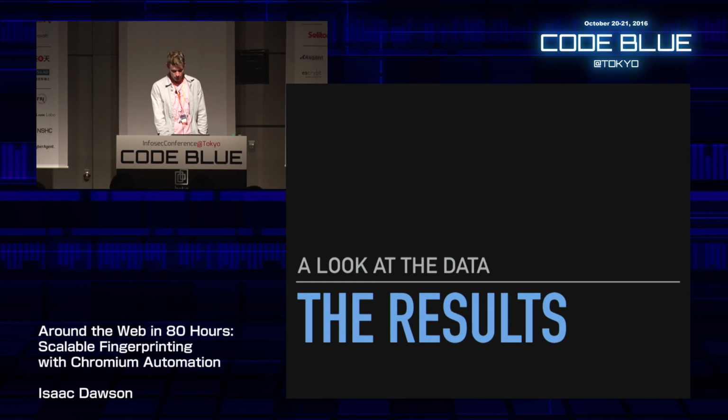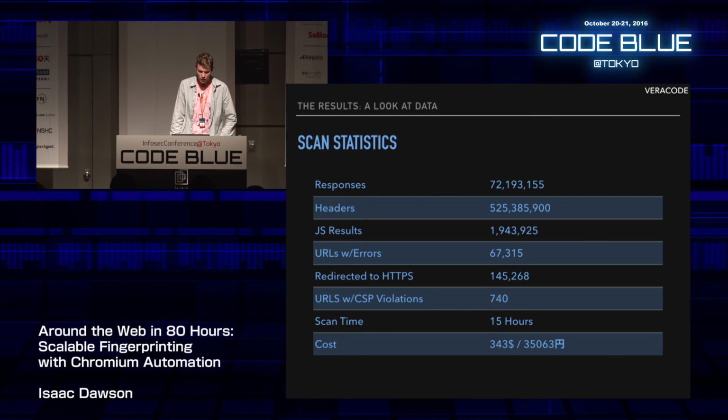Right, so let's move into some of the results. First, I want to look at the scan statistics. I had a total of about 72 million responses, 525 million headers to review, and this is after filtering common headers like connection, date. Before I wasn't filtering that, and I had about 802 million rows, so I immediately removed 300 million rows just by filtering out certain headers. I had about 2 million JavaScript libraries and version results, 67,000 URLs I could not communicate with.